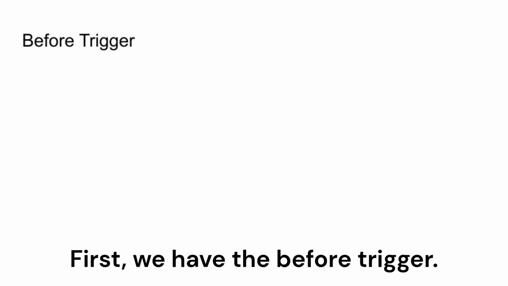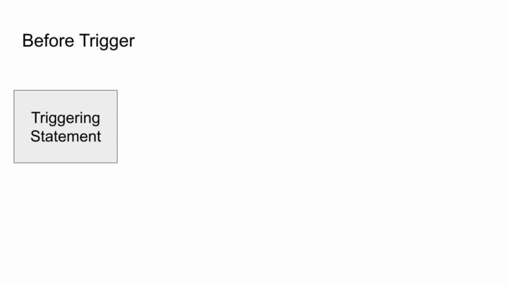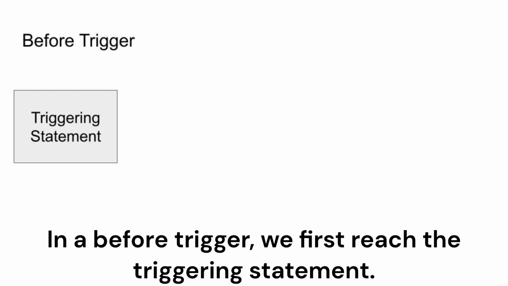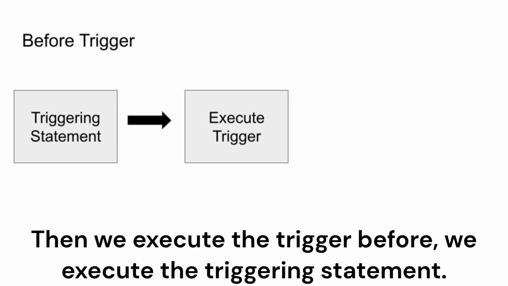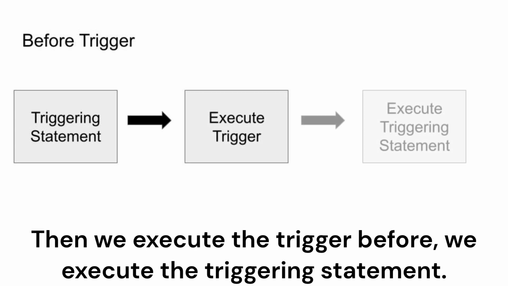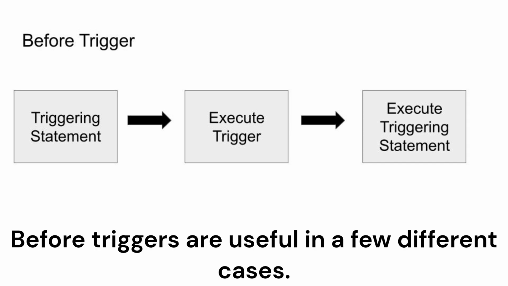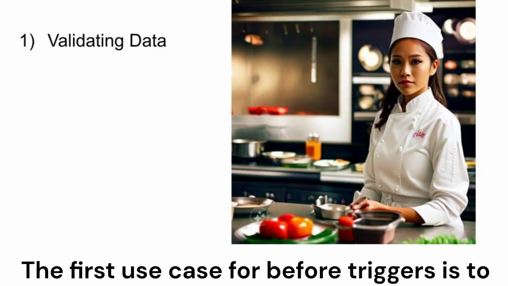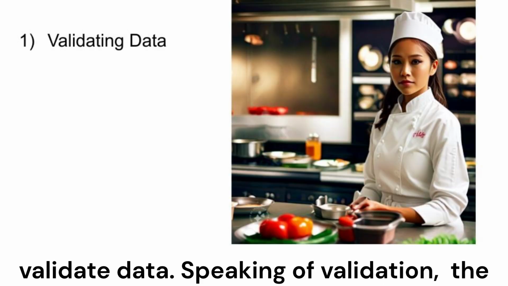First, we have the before trigger. In a before trigger, we first reach the triggering statement. Then we execute the trigger before we execute the triggering statement. Before triggers are useful in a few different cases. The first use case for before triggers is to validate data.